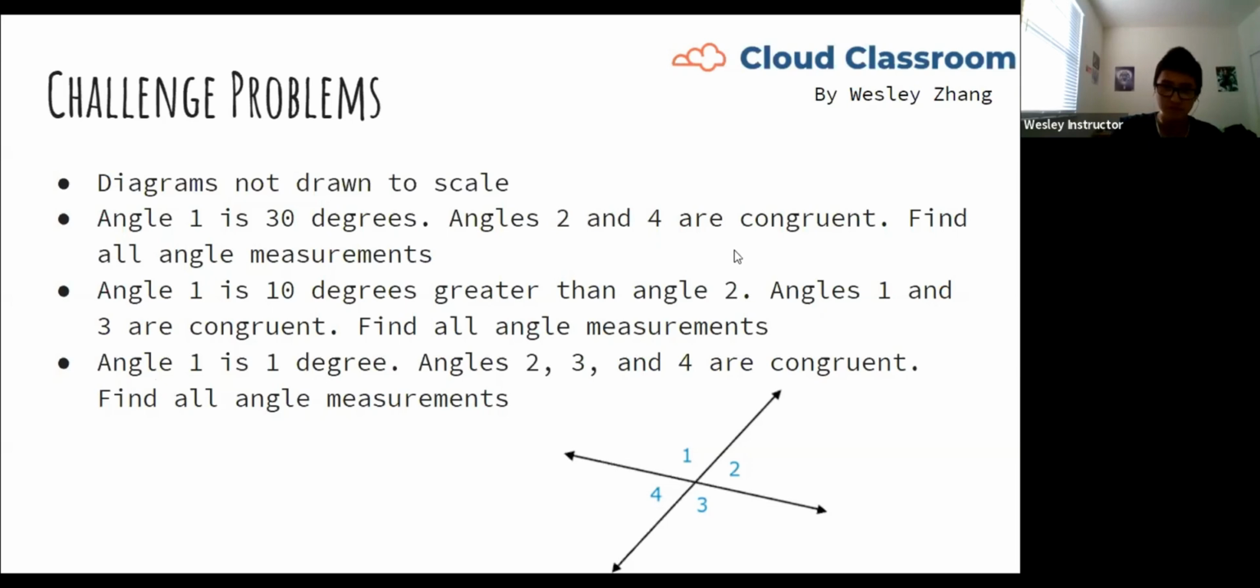119.66 degrees. So that's the angle measure for 2, 3, and 4. They're all congruent, but angle 1 is only 1 degree, so we found that already. So that's our answer. Angles 2, 3, and 4 are 119 and 2/3 degrees, and angle 1 is 1 degree. How would that diagram look?